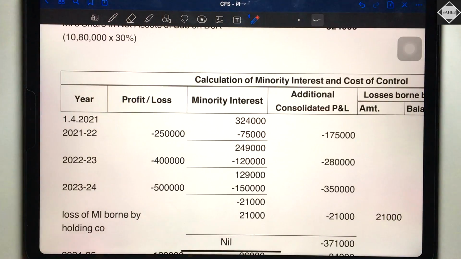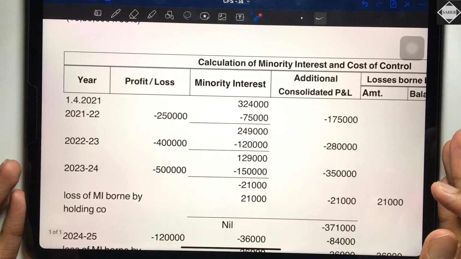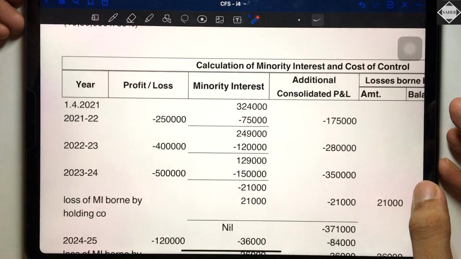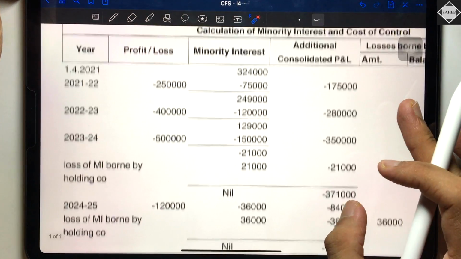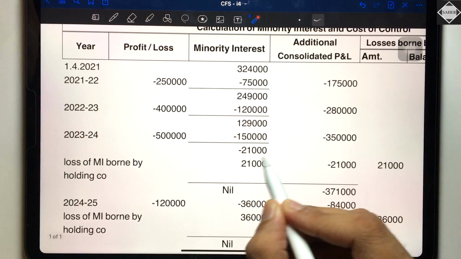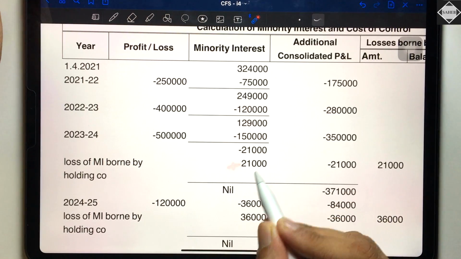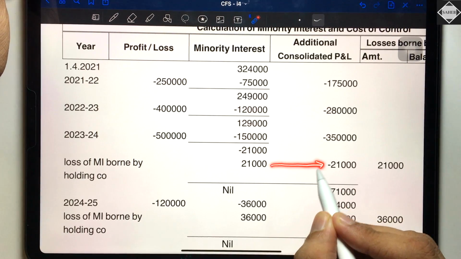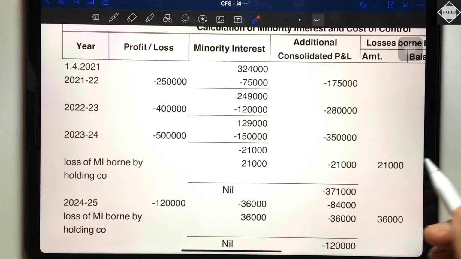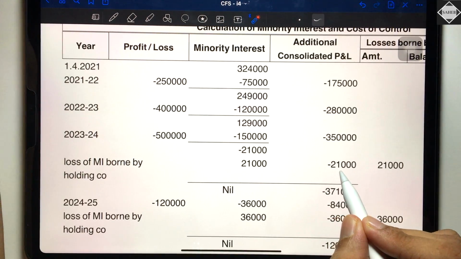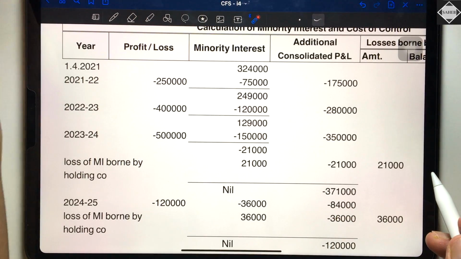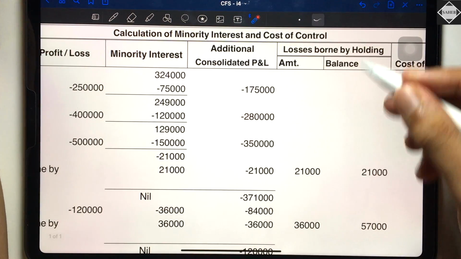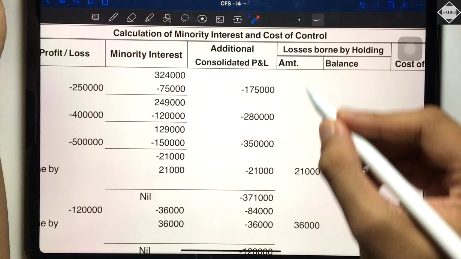When MI becomes negative, what do we have to do? We cannot keep it as negative. We have to make it nil. Understand? So how will we make it nil? It's really simple. There is minus 21,000 now. Just make it plus 21,000, and it will become nil. And this 21,000 will flow over here, to the holding company, because the holding company has to bear the loss now. So this minus 21,000 will go to holding. And then there will be a separate column where we will properly record how much losses are borne by the holding company. This is the single column, right?